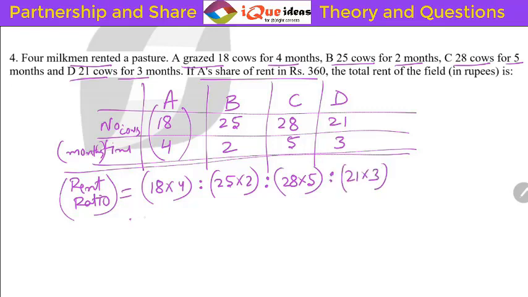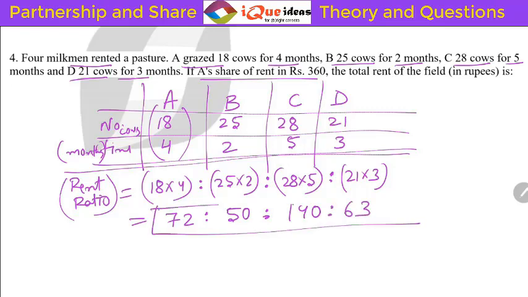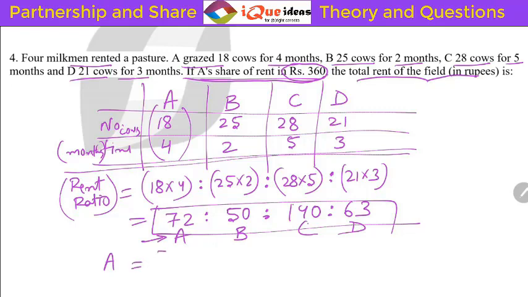So if you simplify, you will get 18 into 4 is 72, 25 into 2 is 50, 28 into 5 is 140 and 21 into 3 is 63, right? So this is the share ratio of A, B, C and D. Right now the question is saying if A's share of rent is 360, find the total rent. Okay, from here you can see that A's share should be equal to 72 divided by the addition of all of them. So if you add all of them, 72, 50, 140 and 63, simply add them.